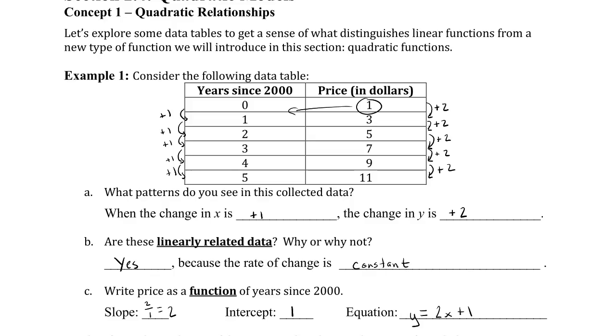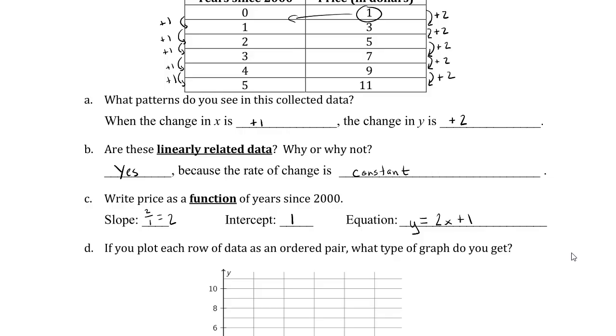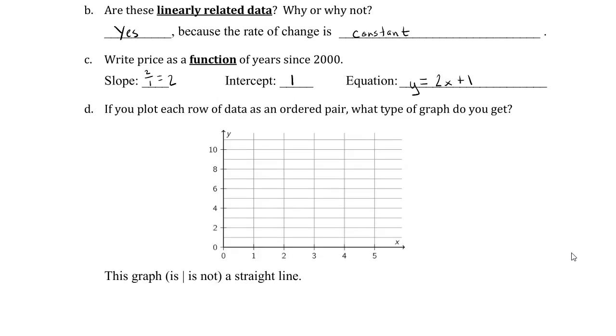This is a linear relationship. If we go to a graph and we plot each pair that appears in the table: when x is 0, y is 1. When x is 1, y is 3. When x is 2, y is 5. When x is 3, y is 7. When x is 4, y is 9. When x is 5, y is 11. This is just all of the pairs that we see in the table.